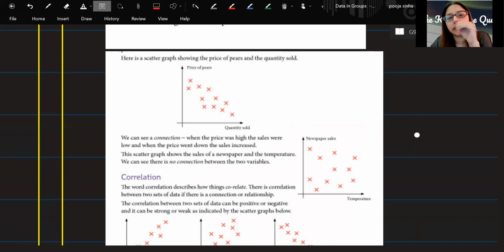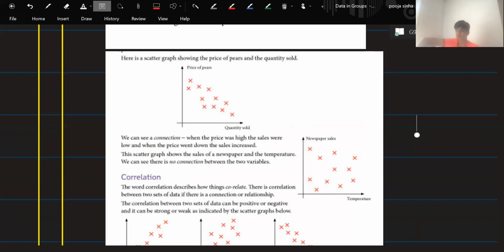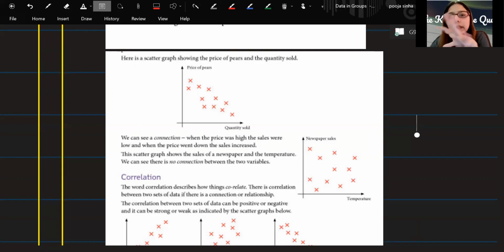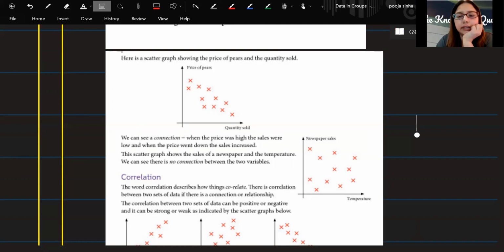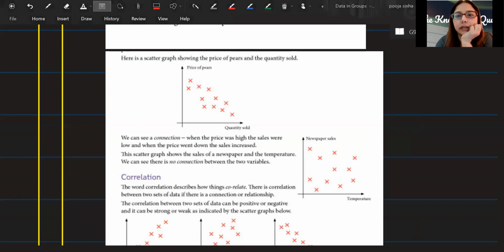The more the price, what is the quantity sold? Less or more? Price and demand have an inverse relationship. But what do you see on the screen? Demand, and you have to tell me in terms of price and quantity sold. Higher the price, lower the demand. How do I understand this from the graph?